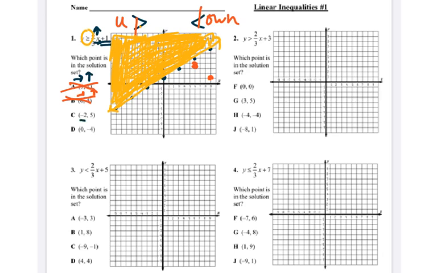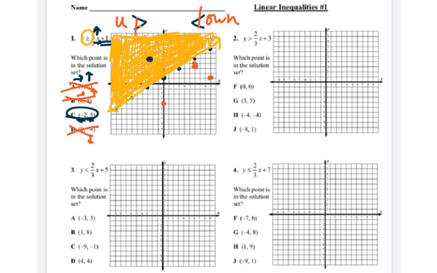Next one, left 2, up 5. Yay! That one made it. It's in the colored area. Last one, 0, down 4. No, that's not in my colored area. So we graph it, and we figure out which ordered pair lives in the colored area.